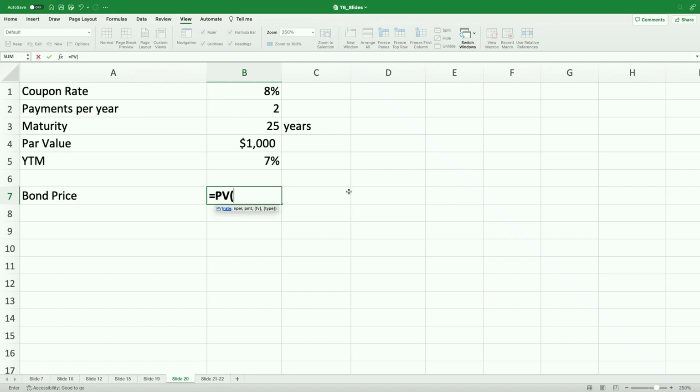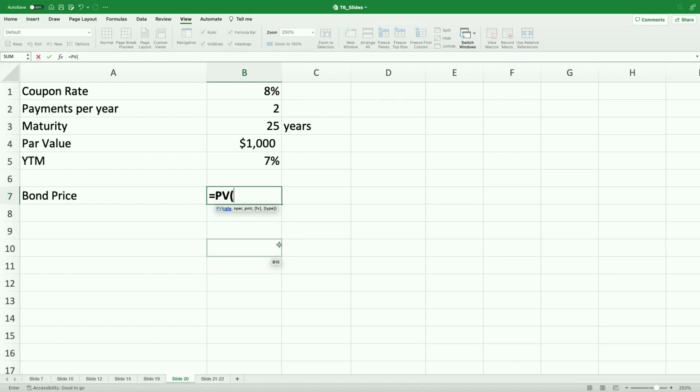So we say equals PV. What is the rate? So what is the appropriate discount rate of all of those cash flows? Well, remember, we can think of a yield to maturity as essentially the discount rate which delivers the bond price. Remember, that's what a yield to maturity is. It's the discount rate which is implied by the bond price. So there's a one-to-one mapping between bond prices and yield to maturity. Here we're given a yield to maturity. We can use that to discount the cash flows and get the bond price.